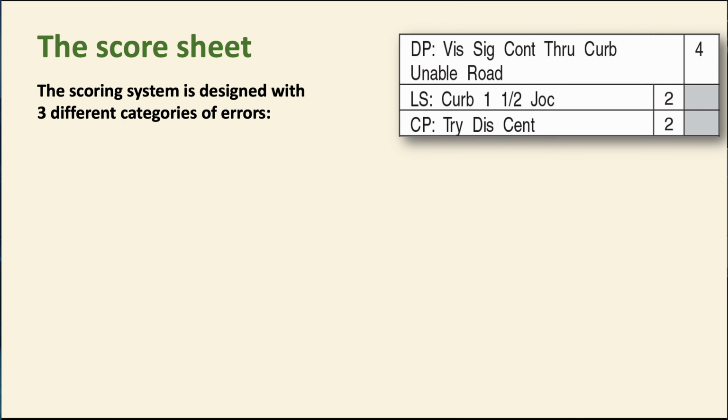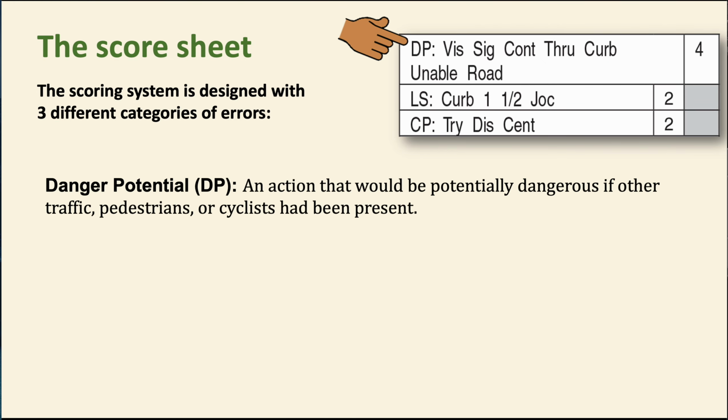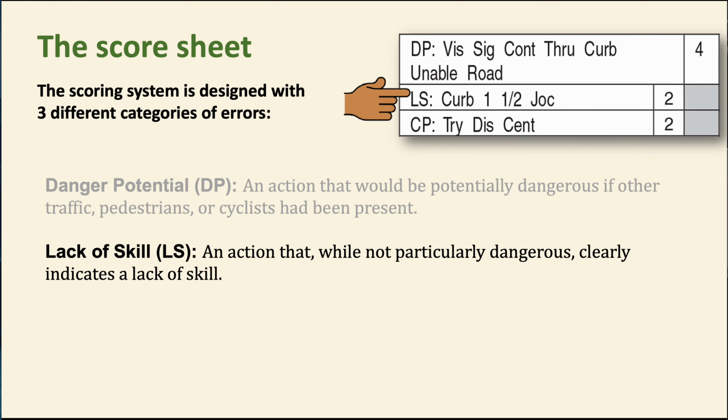So the scoring system has 3 different categories of errors. The danger potential, that's right up at the top. So it could be dangerous if there was others present, traffic, pedestrians, or cyclists. The lack of skill is not particularly dangerous, but clearly indicates that they are not able to perform this.